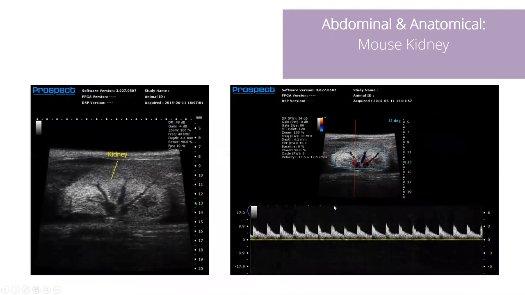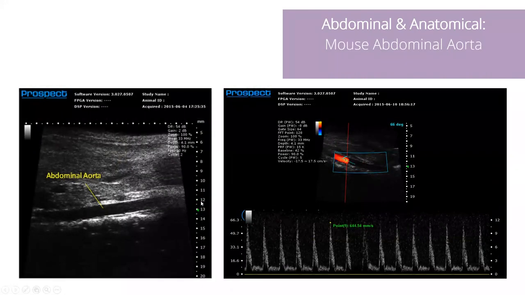The kidney, of course, can be imaged, and the medulla and the cortex look quite different. And as I mentioned earlier, we can start to look at the vasculature either within the kidney or the renal artery going into the kidney as well, using that peripheral vessel analysis package to look at the pulsatility and resistive indices if we'd like.